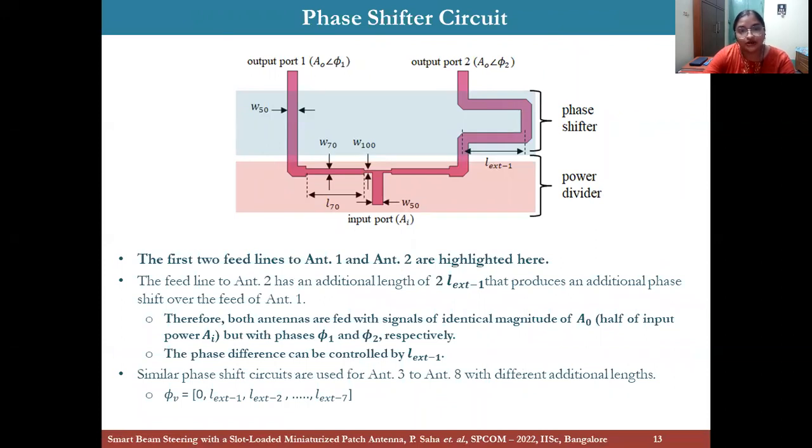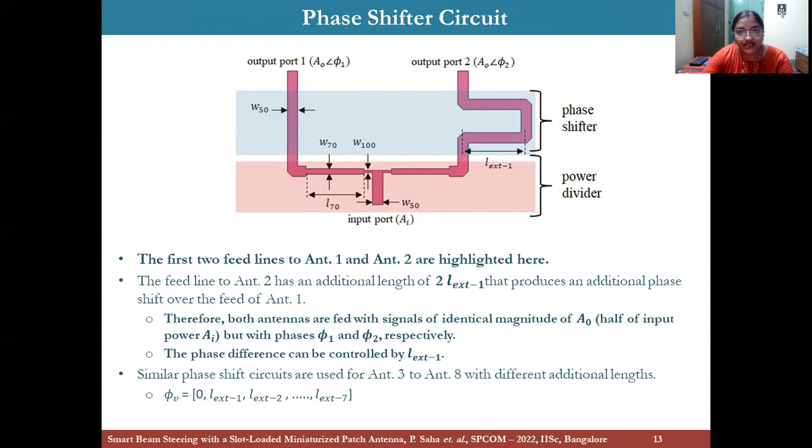The phase shifter circuit for the first two antennas is highlighted here. It can be observed that extra length is added to produce an additional phase shift. The extra length is added in the feed line of the second antenna to produce an additional phase shift over the feed of antenna 1. Therefore, both antennas are fed with signals of identical magnitude A0 but with different phases. Similar phase shift circuits are used for the rest of the antennas.